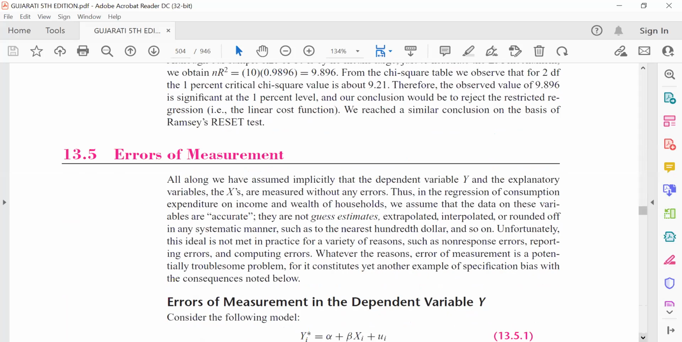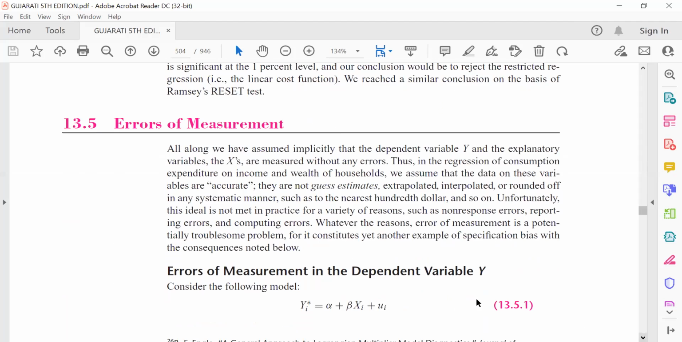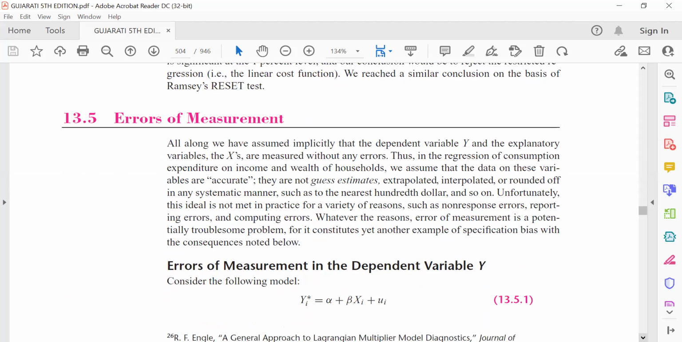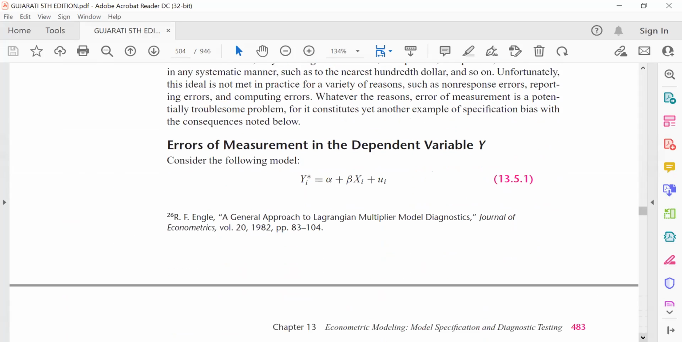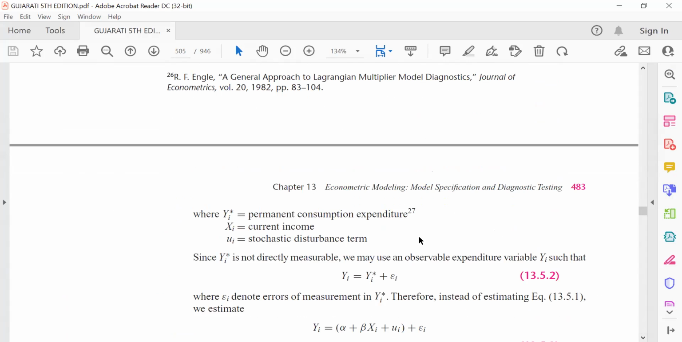Now, measurement error in the dependent variable. For example, we have equation 13.5.1: permanent consumption expenditure, current expenditure, and a stochastic term. Why is it not directly measurable? Because there is no permanent income consumption data. So we use an unobservable expenditure function, so Y is actually the unobservable plus a residual.